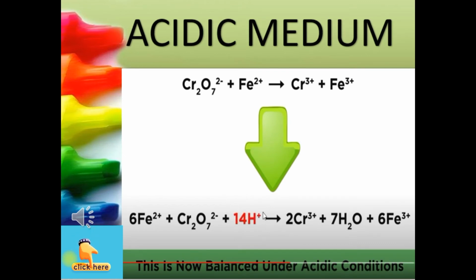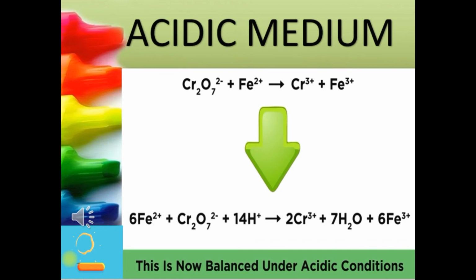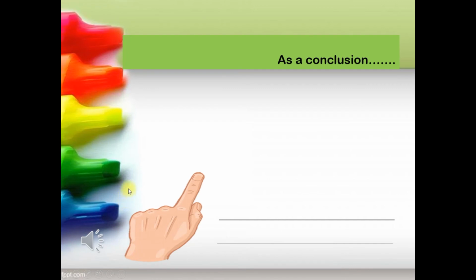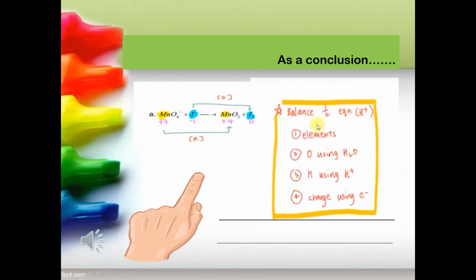If this is occurring under basic conditions, the algorithm will be just a little bit different, but it will start out by balancing as though we are under acidic conditions. As a conclusion, a redox reaction can be divided into two half equations. For example, manganate ion is reduced to manganese dioxide. That is called a reduction reaction because the oxidation number is reduced from +7 to +4, while I- is oxidized to 0.